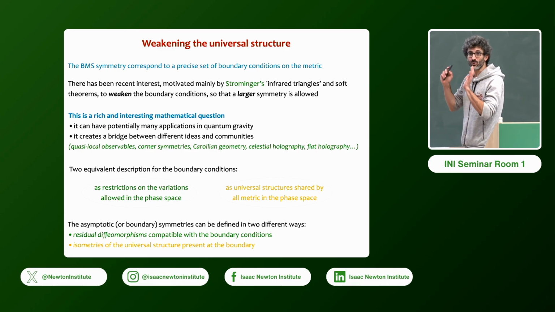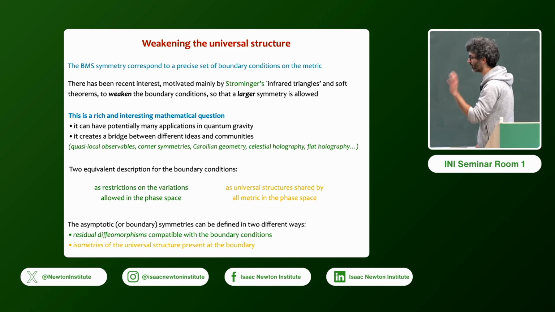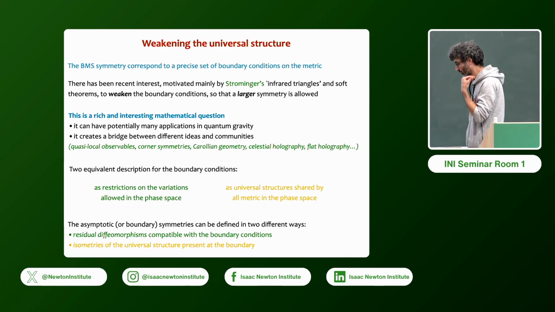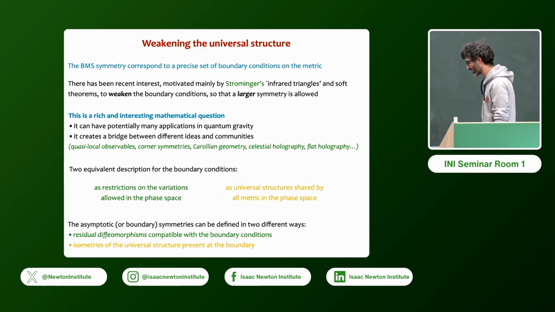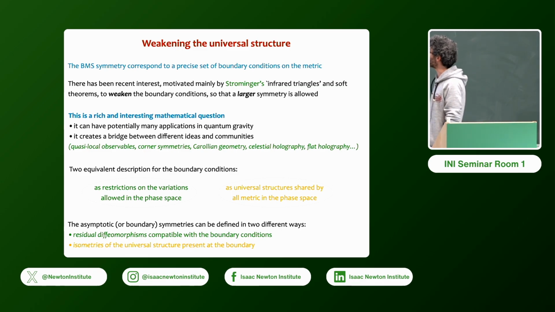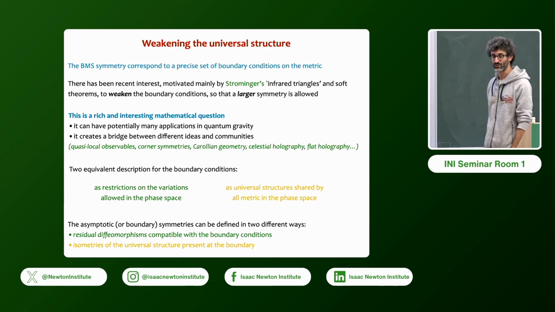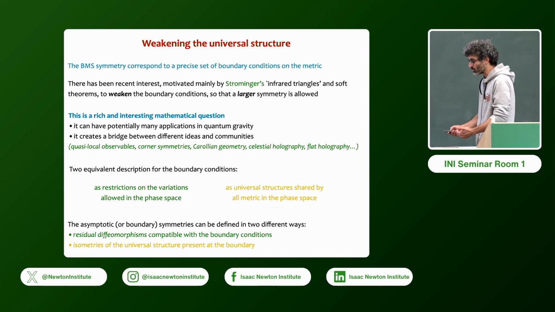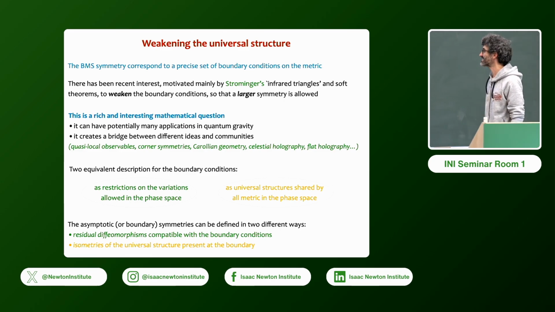So this BMS symmetry corresponds to a very clear and precise set of fall-off conditions on the metric, or if you want, a very precise notion of universal structure. But there's been a lot of interest in the recent decade or so to consider more general, weaker fall-offs. In particular, this was spearheaded by Strominger and his infrared triangle in various gauge theories and gravity, with a lot of connections to physics, in particular to soft graviton and soft photon theorems and their subleading contributions. So there was a push to investigate whether weaker boundary conditions can also have interesting symmetry groups.